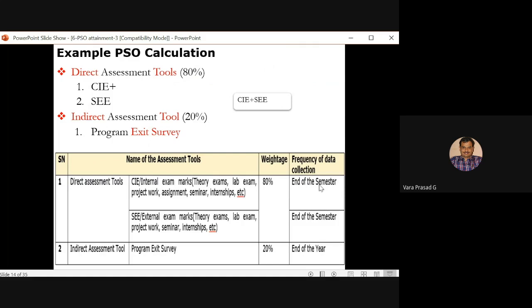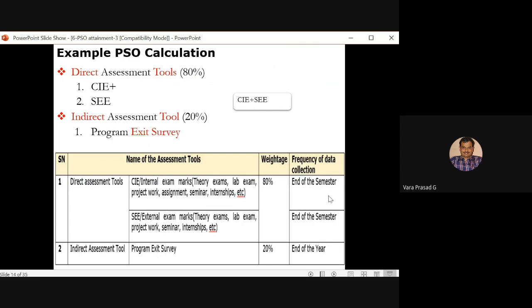So whenever I calculate the PSO attainment value, every faculty has to calculate the CO attainments, PO attainment value, as well as PSO attainment value also. For example, I'm handling a subject called DBMS, database management subject. At the end of the semester, I have to calculate the CO attainments, PO, PSO.